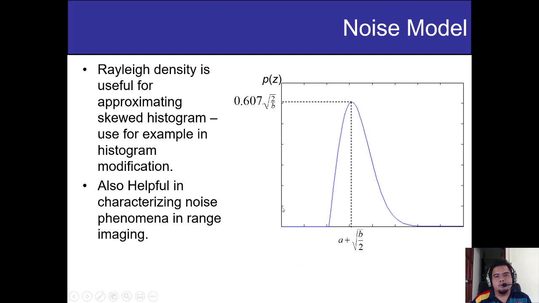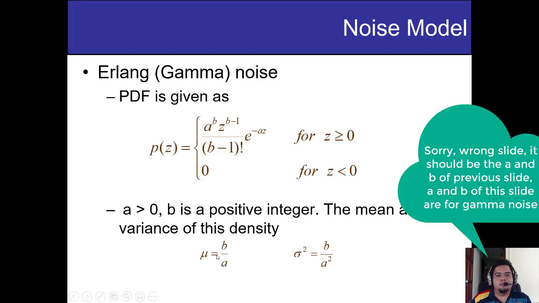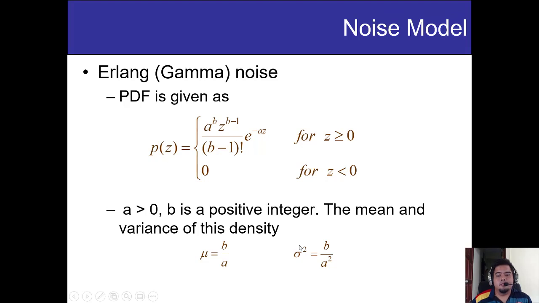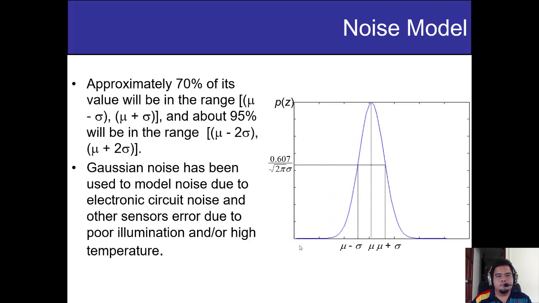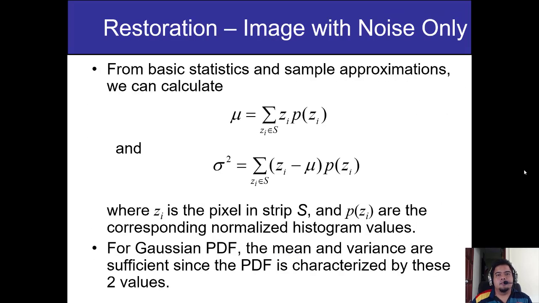The step is similar, but now there are more parameters. If you talk about the Rayleigh noise, you need to find A and B based on the PDF, and once you find A and B, you use them to measure your mean and your variance. So you can see that now it's different. Previously, to calculate mean and variance, we used this formula, but this one is only applicable for Gaussian noise or the Gaussian distribution function.